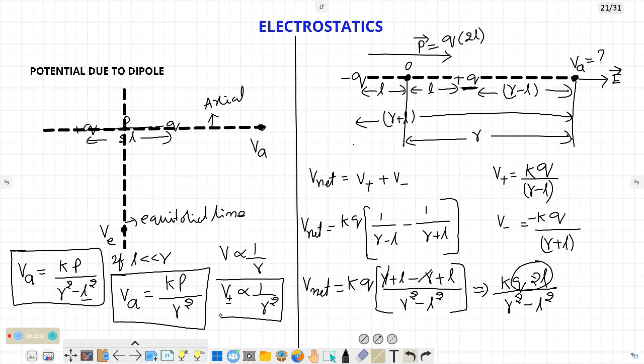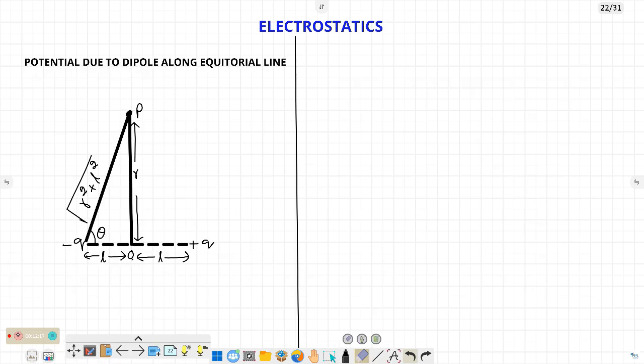This is important to note: the potential due to a charge is inversely proportional to distance, while the potential due to a dipole is inversely proportional to the square of the distance. This is one of the expressions for potential due to a dipole. At what line? Along the axial line. Now we are going to discuss the next one, along the equatorial line.